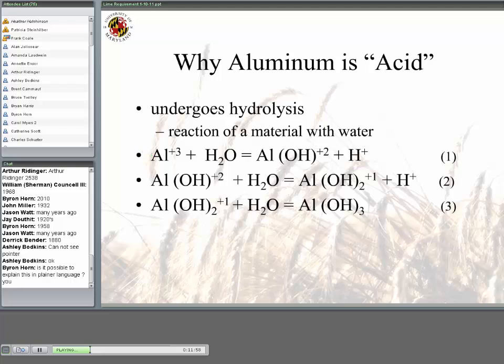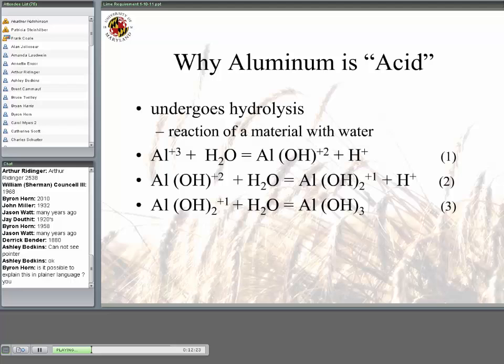Once with the Al plus 3, the aluminum ion, once with the AlOH. It can react also with another molecule of water, and the AlOH 2 plus 1 can react with a third molecule of water. Now, I forgot my last hydrogen over here, but when I post these slides to the web, I'll have the correct one on. Essentially, there are 3 hydrogens produced for every aluminum that undergoes hydrolysis.